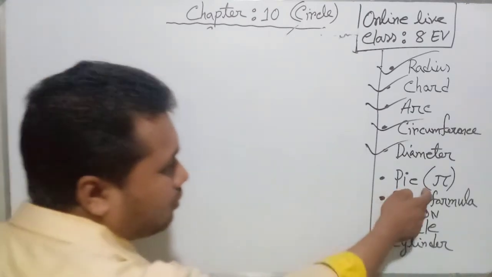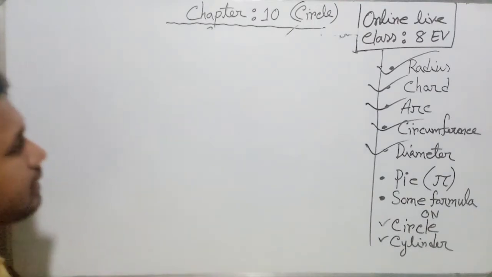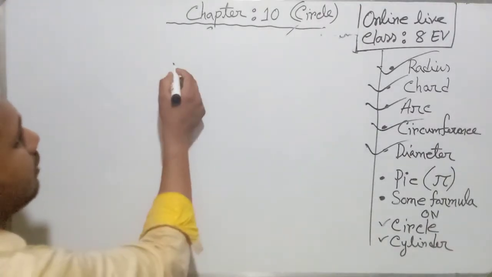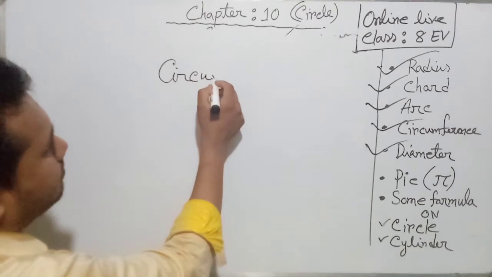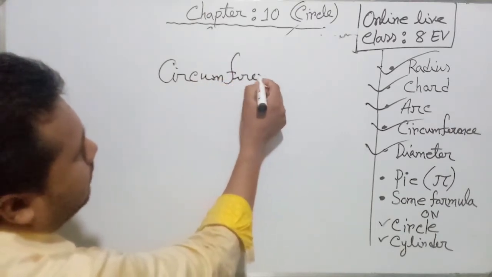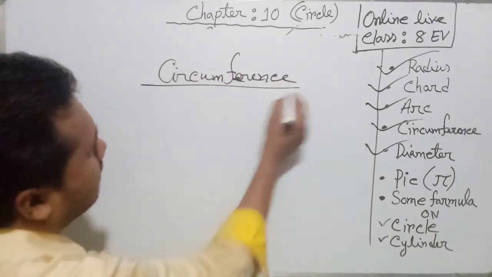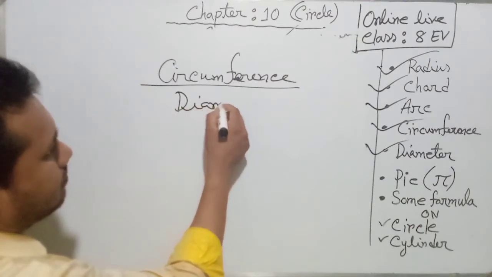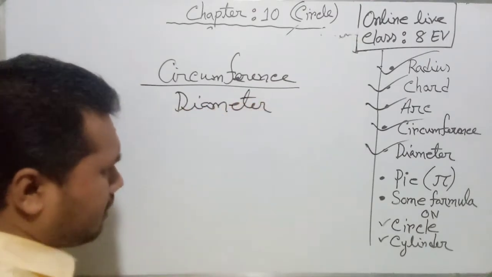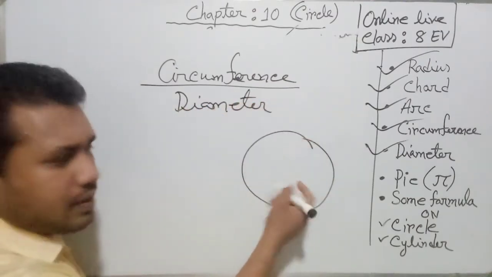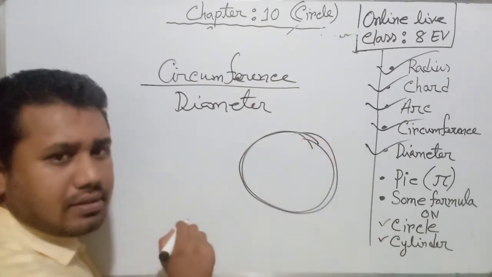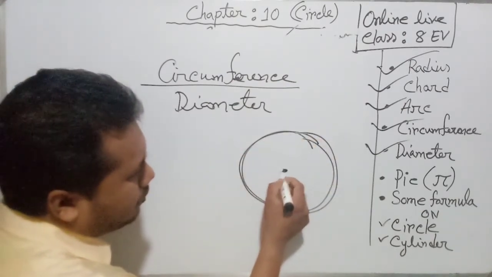Okay, now dear students, what is pi? Pi is what we get if we divide the circumference by the diameter. Look, suppose this is a circle and this is the circumference, and suppose this is our diameter.